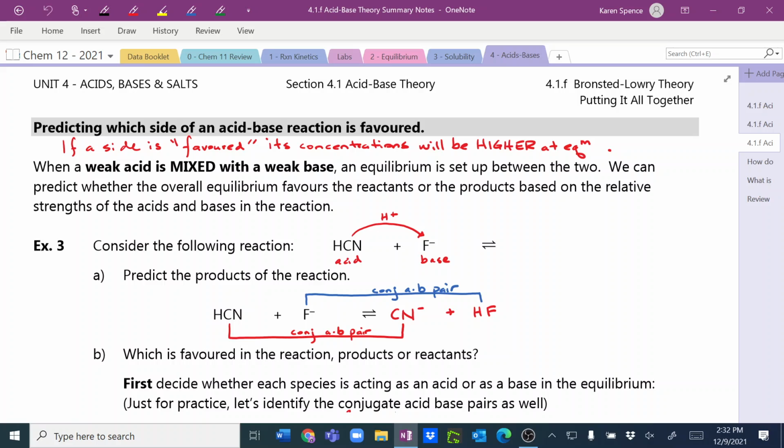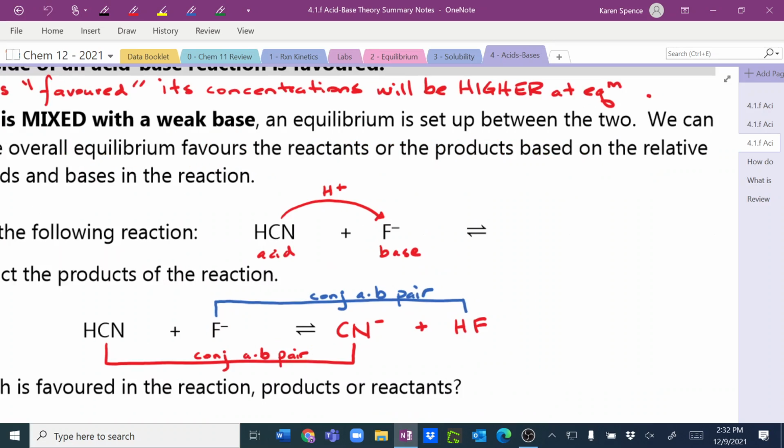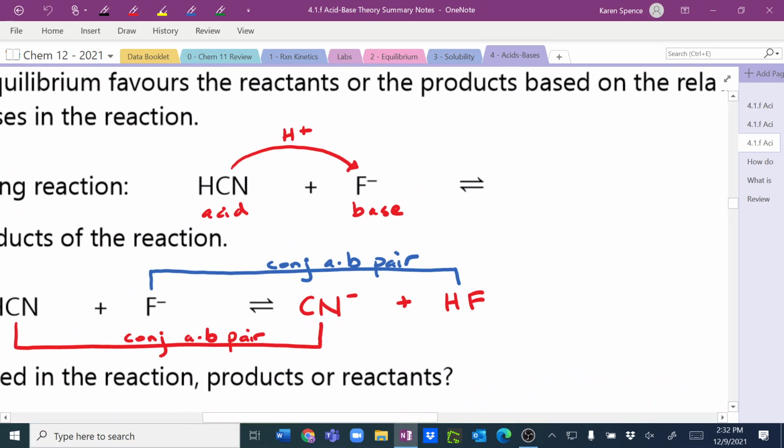And last day we started looking at predicting which side of an acid-base reaction is favored. And we had decided that if we have a reaction between F minus and HCN, that HCN had to be the acid and that F minus had to be the base.